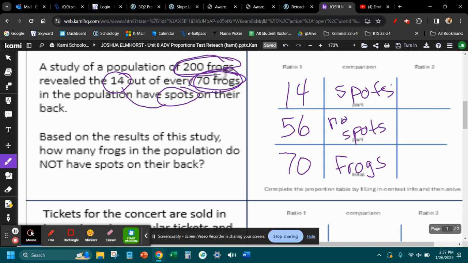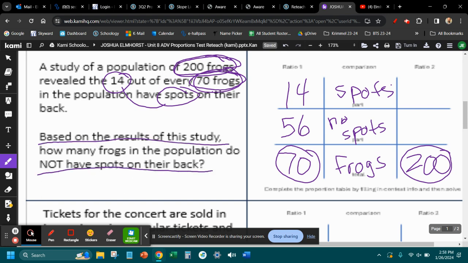And then the other piece of information is asking about a prediction of a population of 200 frogs. Well, we have 70 frogs and we're going to 200. Okay, so based on the study of the results, how many will not have spots? So we're actually looking for no spots right here. Since we're looking for no spots, we can cross out the other one. The question is not asking about it.